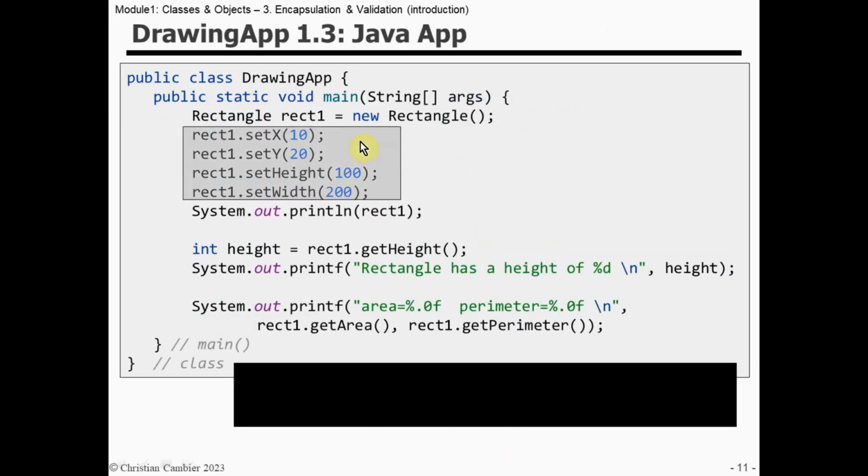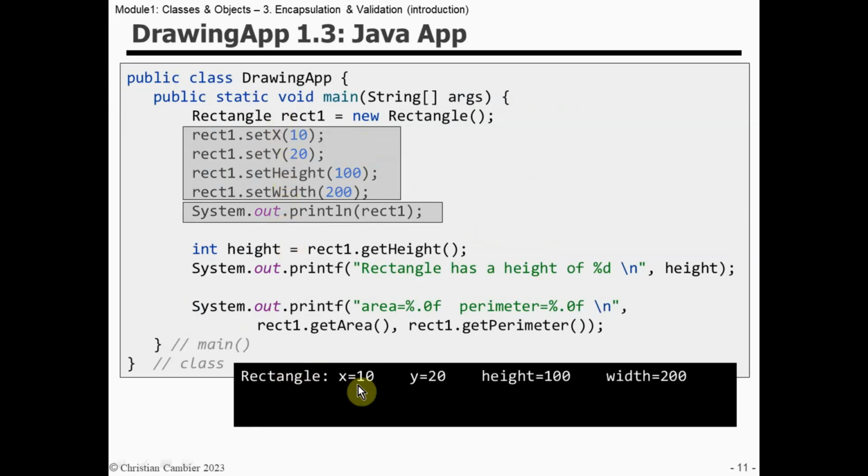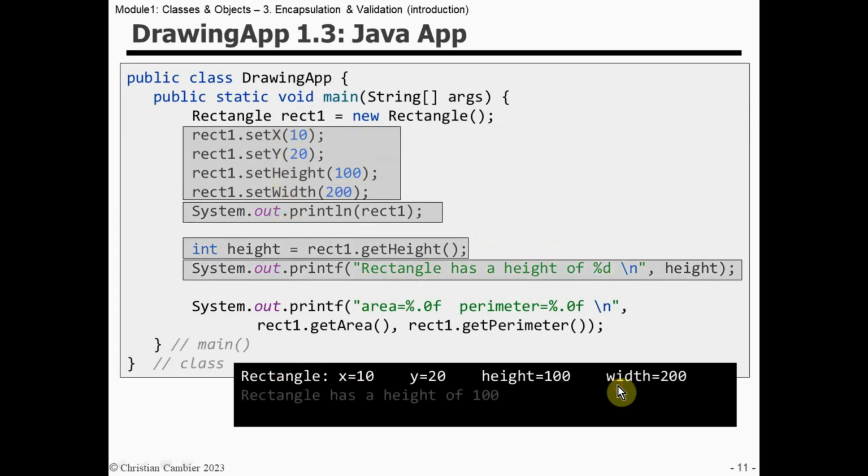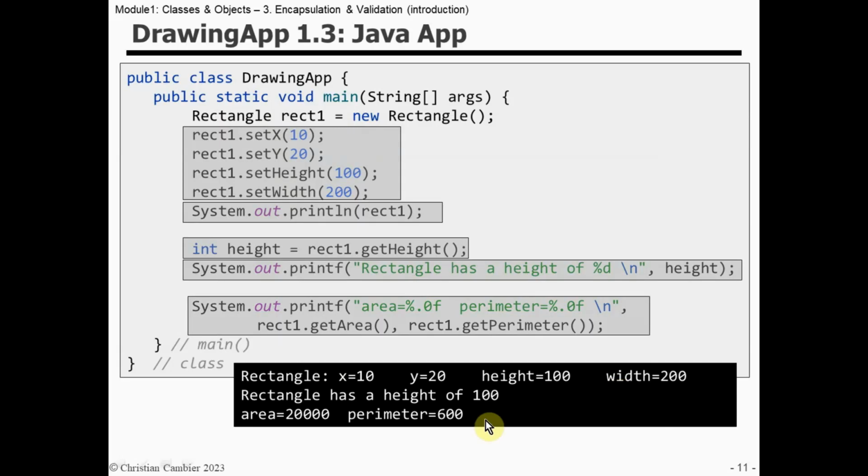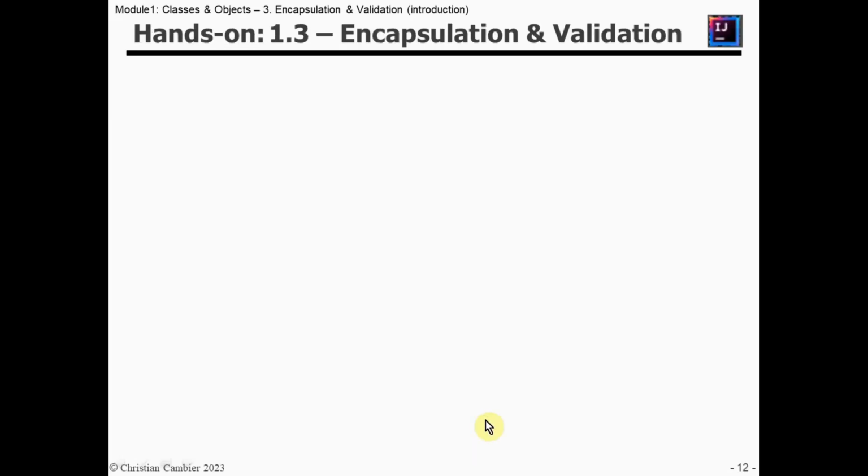DrawingApp 1.3. So if we would invoke the setters as such and print out the state of the rectangle object, we get the output rectangle x 10, y 20, height 100 and width 200. Then for the getters, it is what we saw earlier. And for the area and perimeter, we get positive values. Let's implement all this in the next video, the hands-on session for version 1.3.